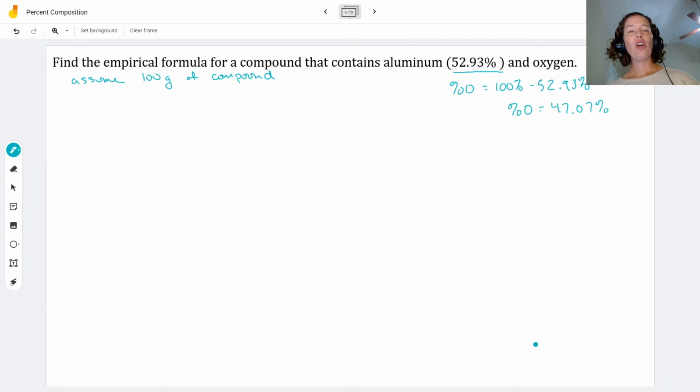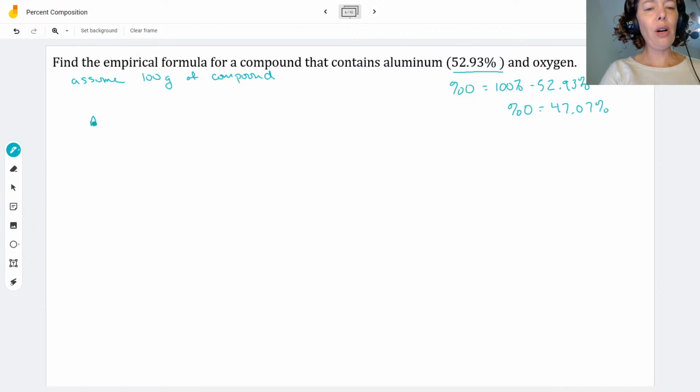47.07%. So just as a reminder, sometimes you are given the percentages for all of the elements like we saw in our previous problem, and sometimes you might have to calculate the percentage for the final element. Now that we have both percentages, let's move forward with our calculation to get this empirical formula.